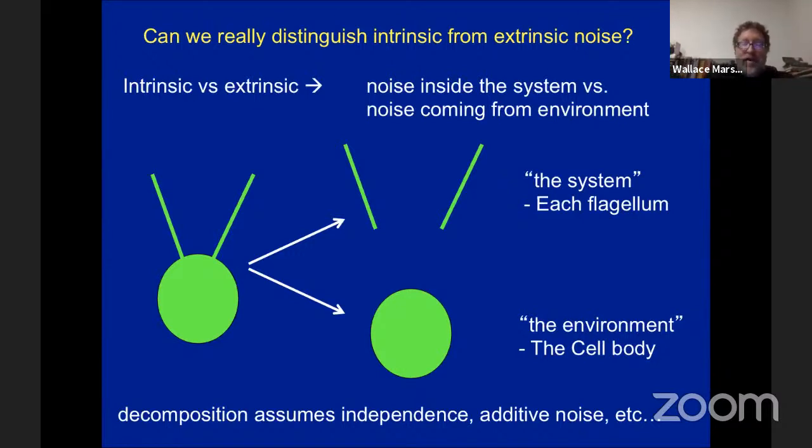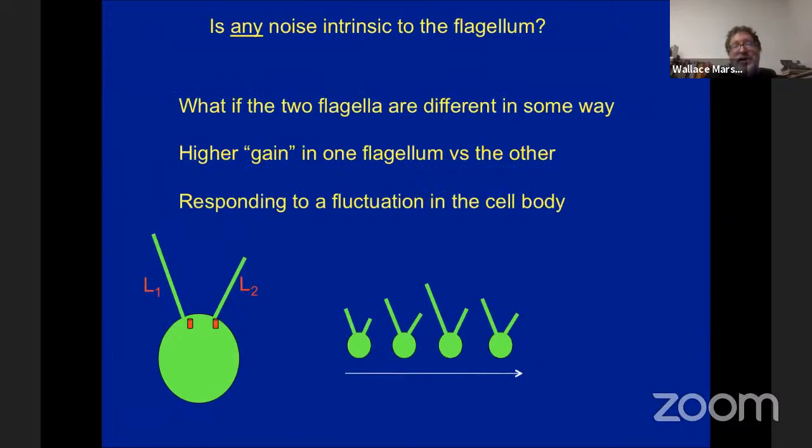Now, there are mathematical formalisms to extract these components from the scatter plot that I showed you, but those assume things like independence of the two copies of the system, additive noise sources, and so on, none of which we think are actually true in our case. So we want to try to go after these noise sources a little bit more directly. So the first question is, is there any intrinsic noise source inside the flagellum? Could it all be in the cell body?